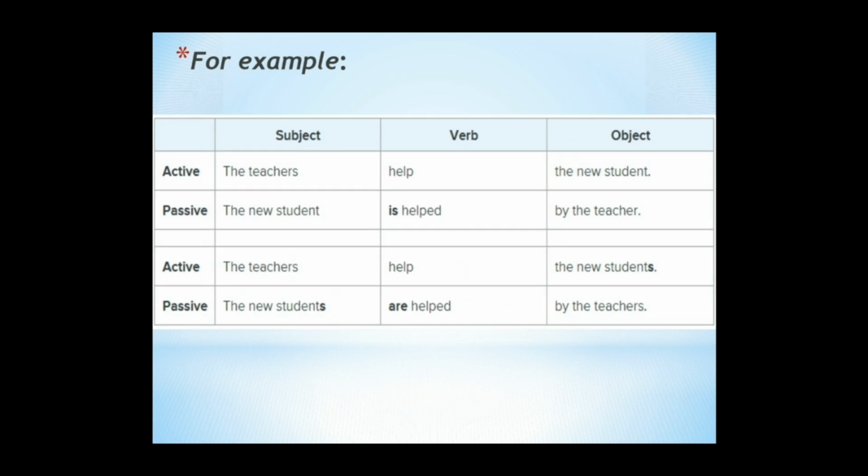For example, we have here an active sentence that says the teachers help the new student. If you are going to change this sentence into a passive sentence, you're going to start with the object, which is the new student. Student takes is or are. It takes is. So the new student is helped by the teacher. But the other example says the teachers help the new students. The new students here is plural. So we use are. The new students are helped by the teachers. Is it clear now? Okay.